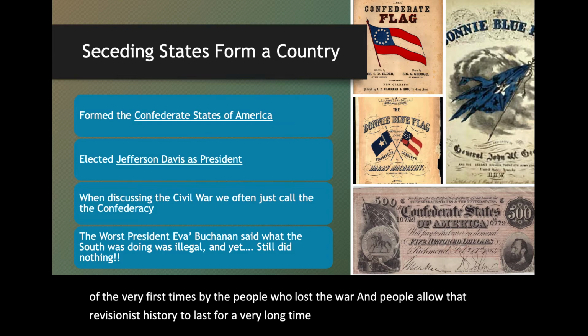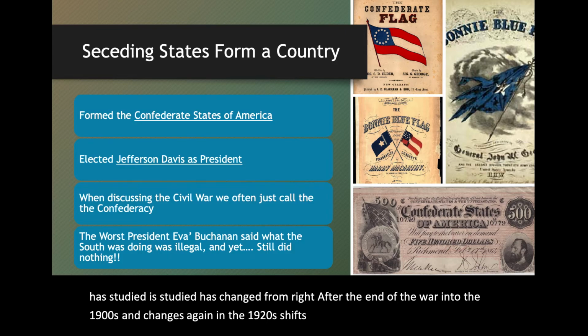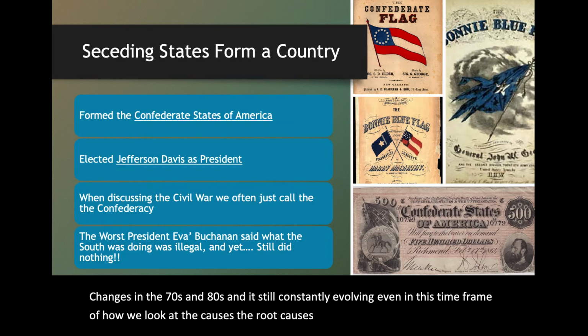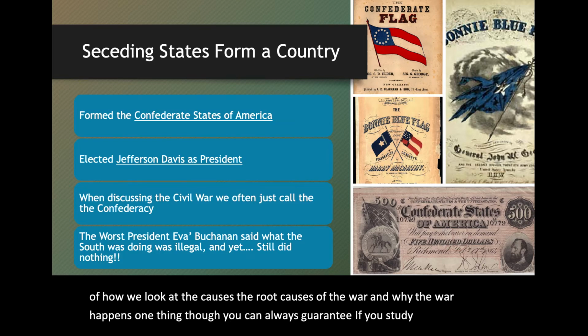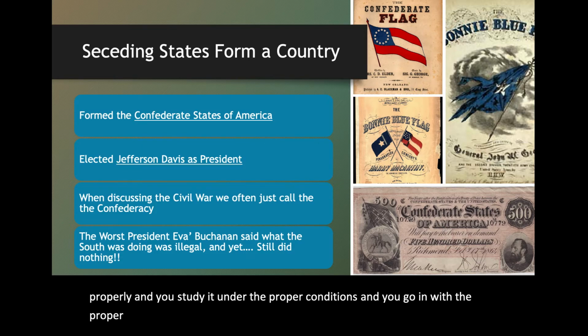The evolution of how the Civil War is studied has changed from right after the end of the war into the 1900s, changes again in the 1920s, shifts again in the 1950s and 60s, changes in the 70s and 80s, and it's still constantly evolving even in this time frame of how we look at the root causes of the war and why the war happens. One thing, though, you can always guarantee, if you study the Civil War properly and you study it under the proper conditions and you go in with the proper mindset, is you will find in the end that the Civil War was pushed by rich elitist planters who wanted to preserve the system of slavery.